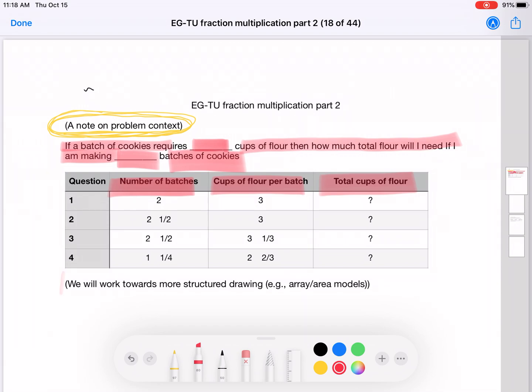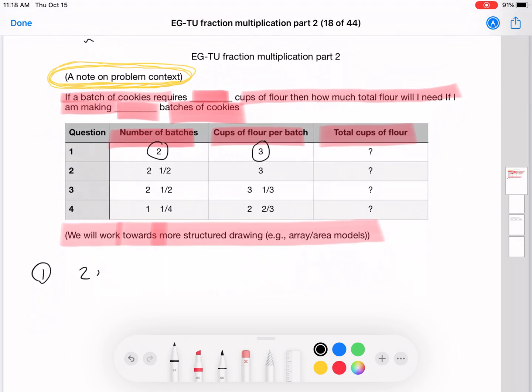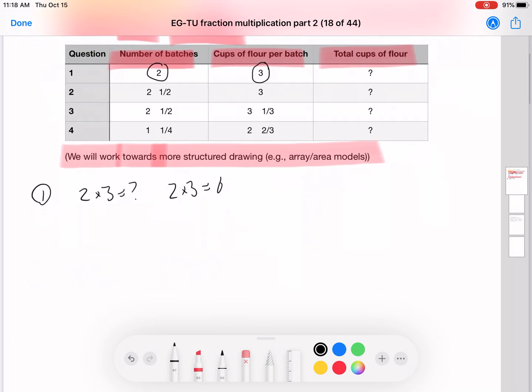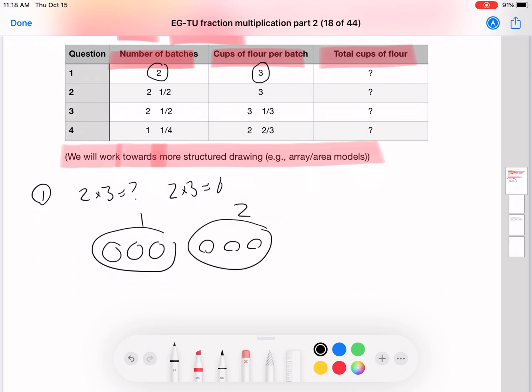And as we draw these, there's a lot of ways you can draw them, but I'm going to be working towards more structured drawings. So for this first one, let's just say I want to make 2 batches of cookies. Each batch takes 3 cups of flour, so I'm going to need 2 times 3 equals what? Or we know that 2 times 3 will equal 6 total cups of flour. Now, one way to draw it is to say, well, there's 1, 2, 3 cups of flour for one batch, and here's 1, 2, 3 cups of flour for a second batch, and there is nothing wrong with that.